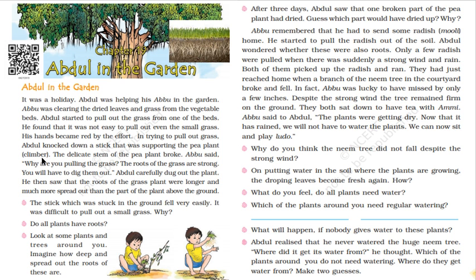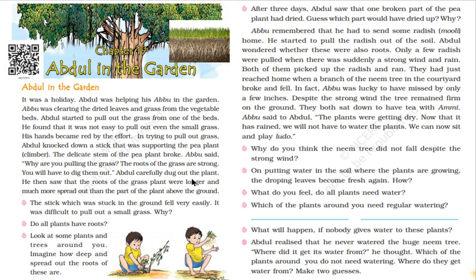A climber means a very weak plant. That is why it needs a support. The delicate stem of the pea plant broke. Abu said, "Why are you pulling the grass? The roots of the grass are strong. You will have to dig them out."